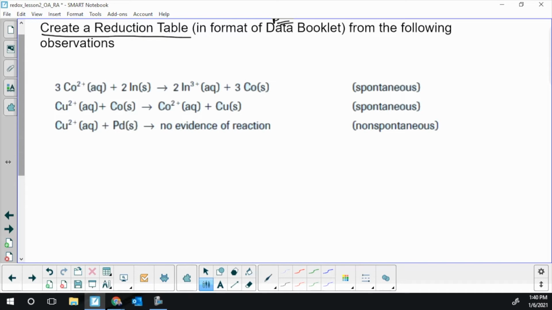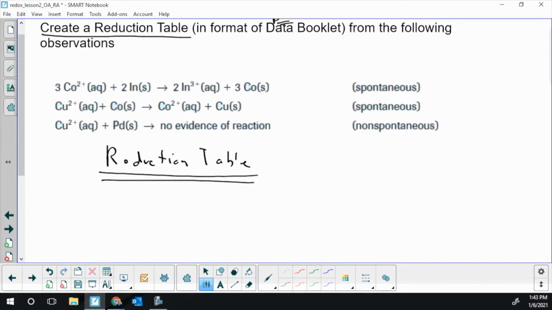So again, I'm going to, so looking at the first one, I'll get my layout, reduction table. That's what I need to build. And I see cobalt in this reaction, indium, copper, and palladium. End up with 4 half reactions. So in our first one, I've got cobalt and indium. I don't care about the count. That just balances the electrons. I just care about what's the OA and what's the RA.